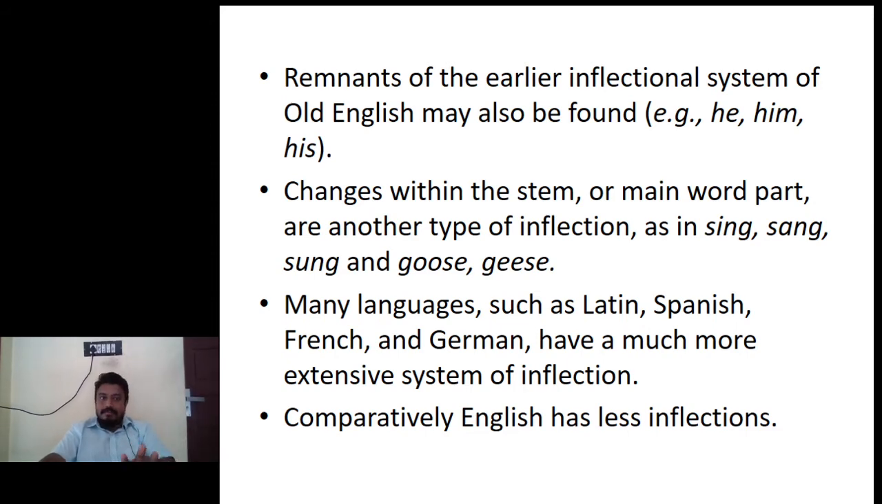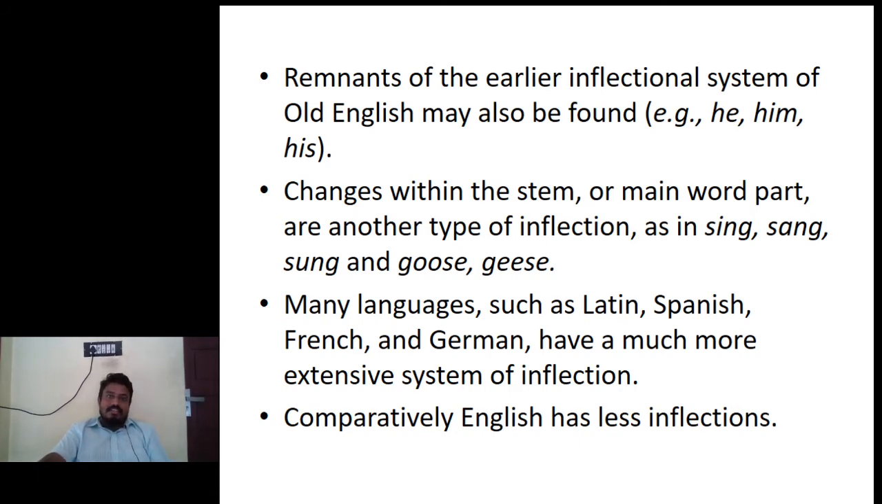ഫോർ എക്സാമ്പിൾ, ദിസ് ഈസ് എ ബെസ്റ്റ് എക്സാമ്പിൾ, ഹി ഹിം ഹിസ്. അവൻ ഹി ഹിം ഹിസ് എന്ന് പറയുന്ന ഈ ഹി എന്നുള്ളതിന്റെ 3 വേർഷനുകൾ, ദിസ് ആക്ച്വലി കംസ് ഫ്രം ദി ഓൾഡ് ഇംഗ്ലീഷ് വേർഷൻ. ഇംഗ്ലീഷിന്റെ പഴയ പ്രാഗ്രൂപങ്ങളിൽ നിന്ന് ഉപയോഗിച്ചിരുന്ന സംഗതികൾ ഇപ്പോഴും ഉപയോഗിക്കുന്നതാണ് എന്നാണ്.